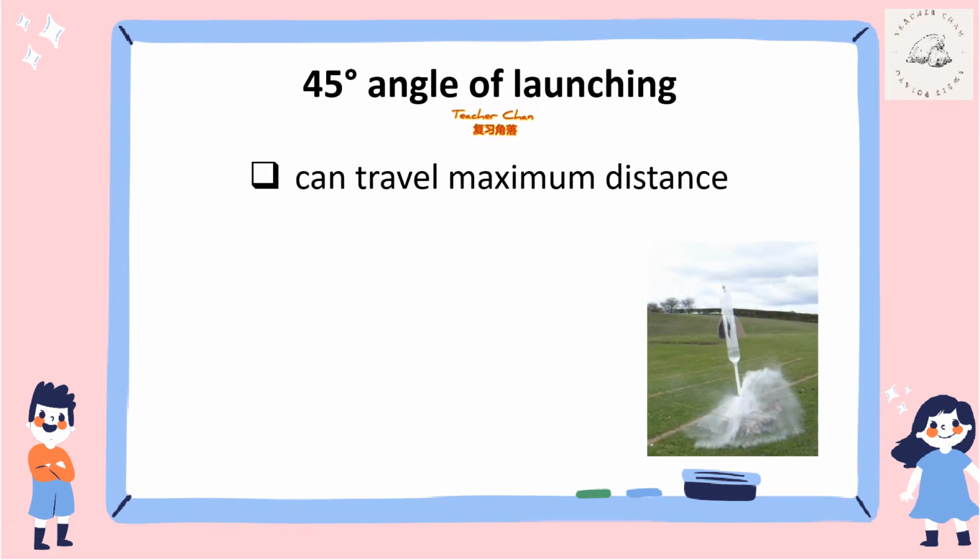Another one, quite similar to the previous slide, is the 45-degree angle of launching of a water rocket. During the school competition, usually the teacher will ask the students to design a water rocket. The base angle must be 45 degrees so that the water rocket can travel the maximum distance.